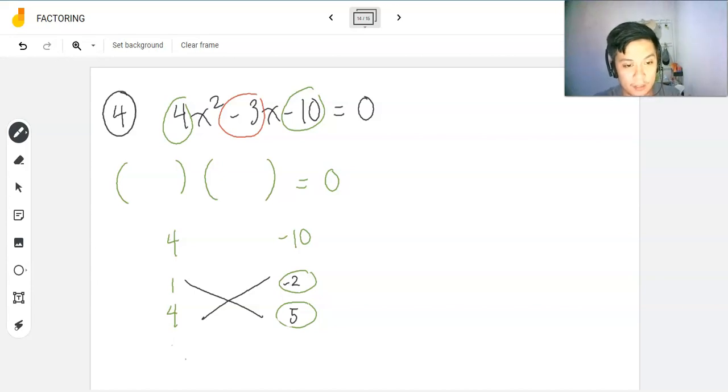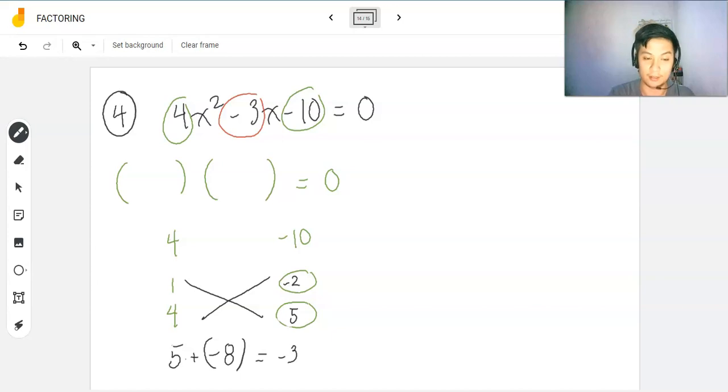1 times 5 is 5. 4 times negative 2 is negative 8. And what is the sum of 5 and negative 8? Uy, natumbok na natin, I think. Ayan, 5 plus negative 8 is negative 3. Ayan, kumbaga, na-tsambahan na natin. Again, this is just trial and error. Again, we just cross multiply, and then we see if the sum of the cross products is equal to the linear term's coefficient. O ngayon, how do we now place these constants dun sa ating binomial factor?